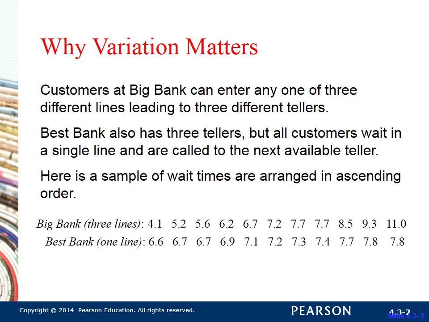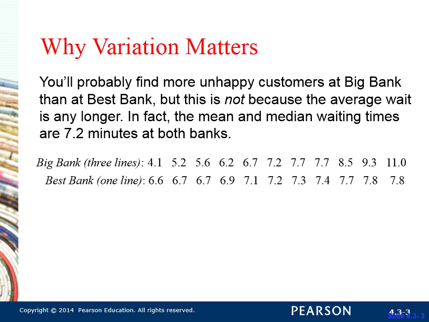So here are some samples of wait time, and they are arranged in ascending order. All right, so we have our Big Bank going from 4.1 up to 11, and our Best Bank going from 6.6 up to 7.8. So you'll probably find more unhappy customers at the Big Bank than at the Best Bank, but this is not because the average wait is any longer. In fact, the mean and median wait times are 7.2 minutes at both banks.